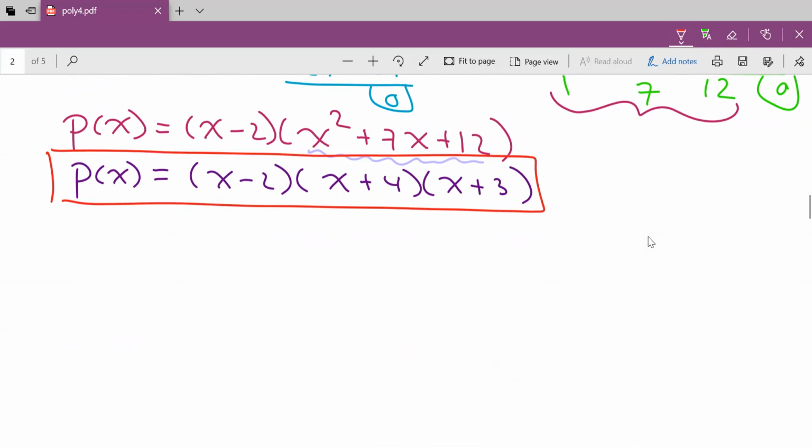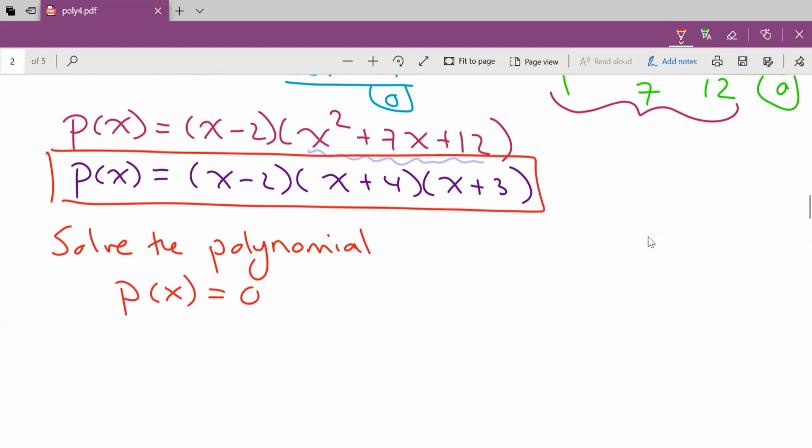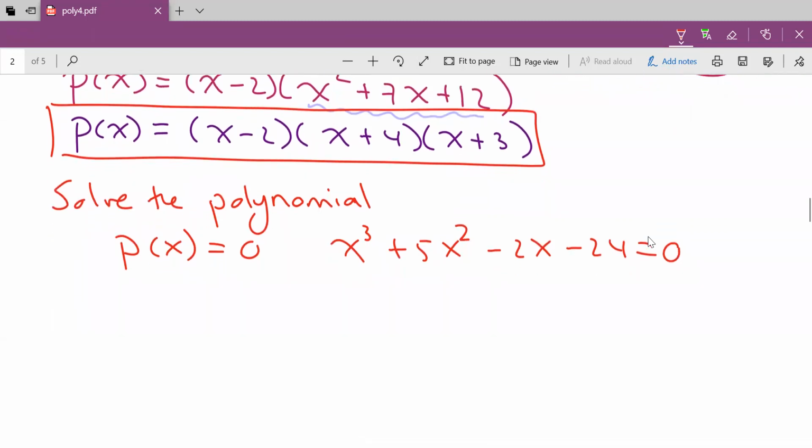Now, if the question had said, solve the polynomial, and we had p at x equal to 0, well, it would look more like this in the question. X cubed plus 5x squared minus 2x minus 24 is equal to 0. Okay, if this thing said solve, well, guess what? We have to complete all the same steps that we just did, factor it, and now to solve it, well, we're fully factored, but this time we're equal to 0.